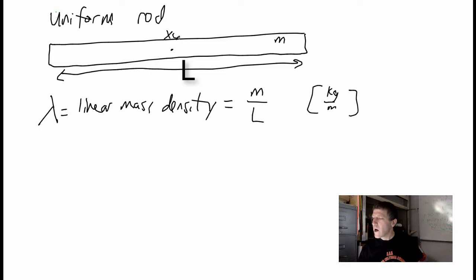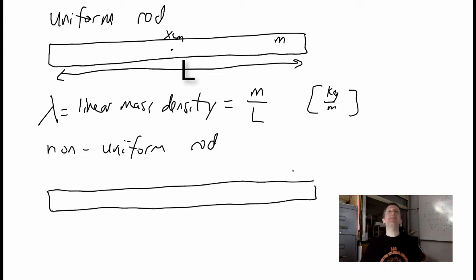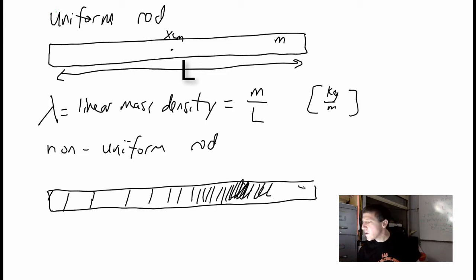Okay? It's much harder to figure out the linear mass density of a non-uniform rod. Here is a non-uniform rod, and I'm going to show you what that looks like by doing something like this. The idea here is that the density somehow changes. So in other words, it's low density here, and the density starts to increase, such that when it gets down here, it's super dense.